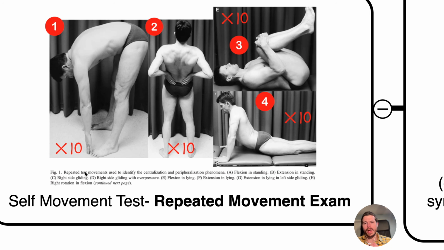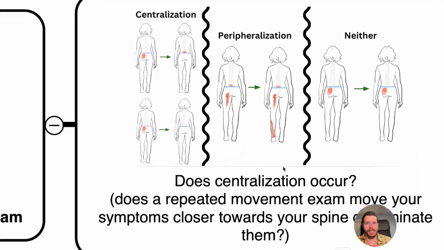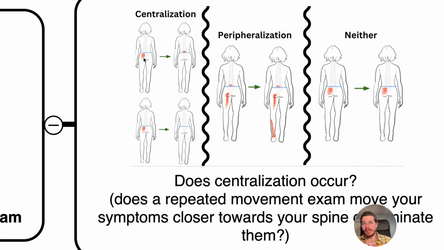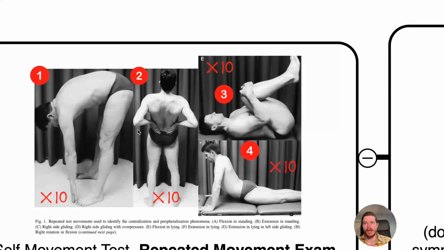And I want you to ask, what happens? At any point, does centralization occur? The more you do, do symptoms move, and do they move closer to the spine? Or does nothing happen? What happens? Standing forward bend.